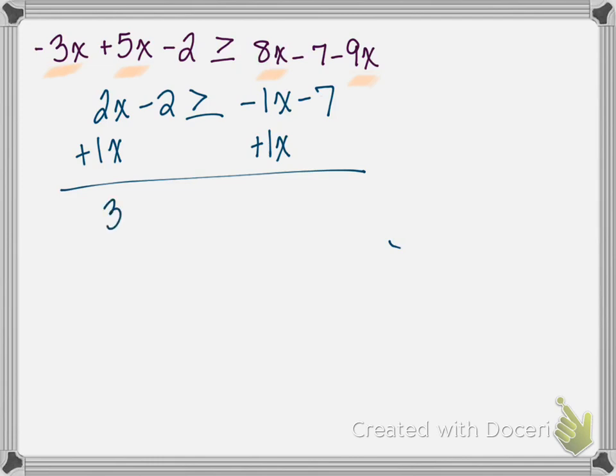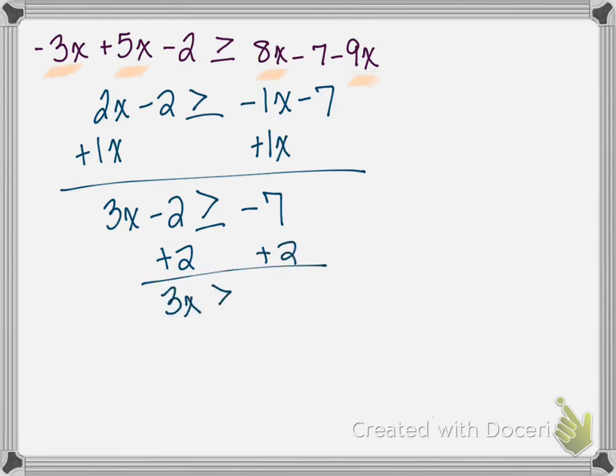And I've got 3x minus 2 is greater than or equal to negative 7. Okay, my next step is to add 2 to both sides. I have 3x is greater than or equal to negative 5. My next step is to divide by 3.